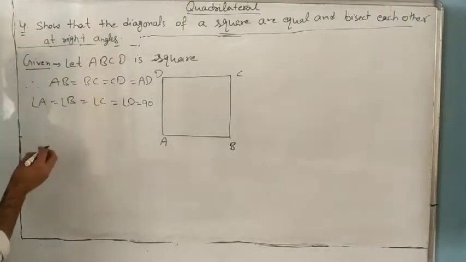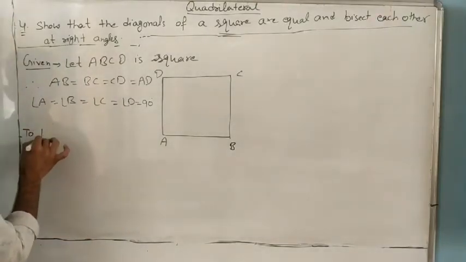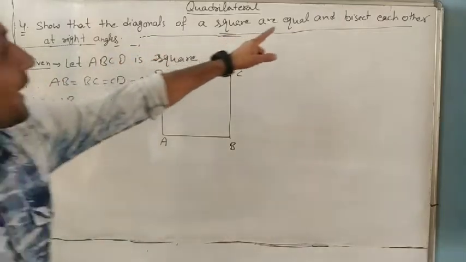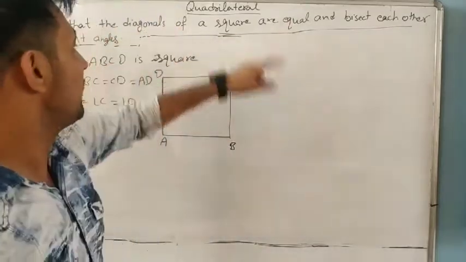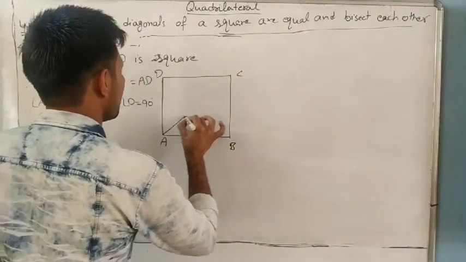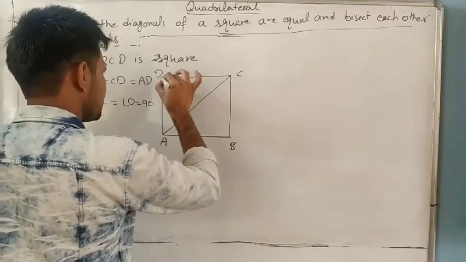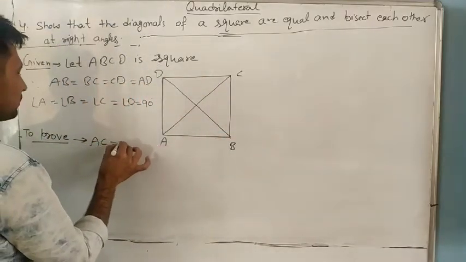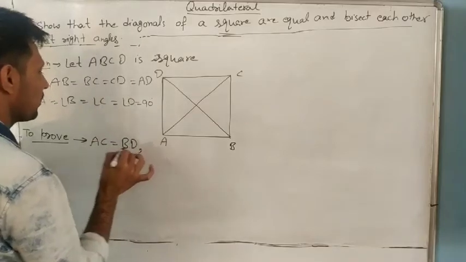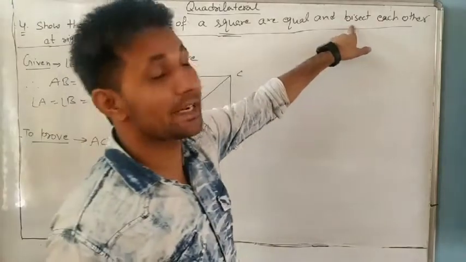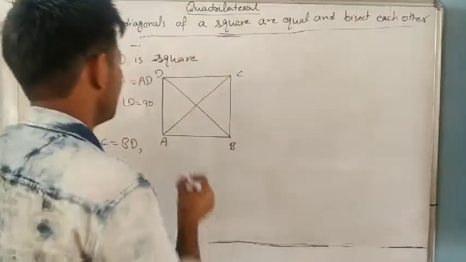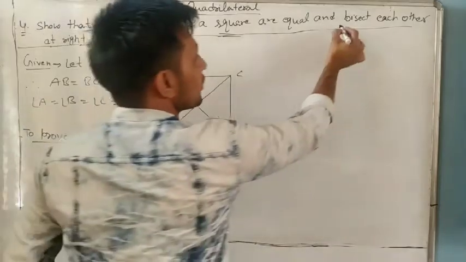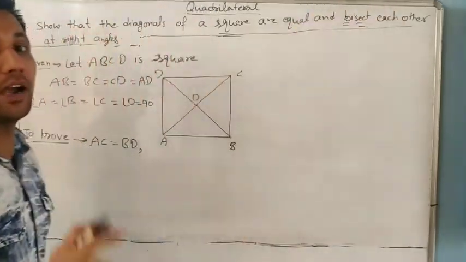So we will write, to prove. What we want to prove is that the diagonals are equal. So first, it is diagonal AC and diagonal BD. So to prove AC equals BD. Next is bisect each other. Bi means two, sect means divide. Divide into two equal parts.